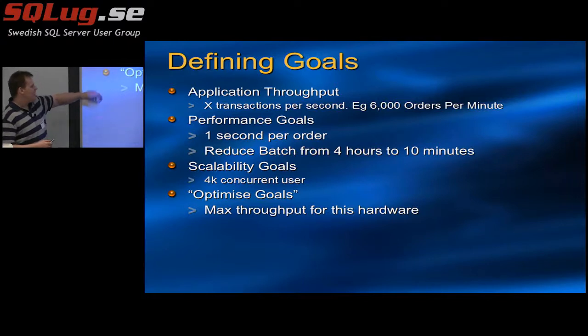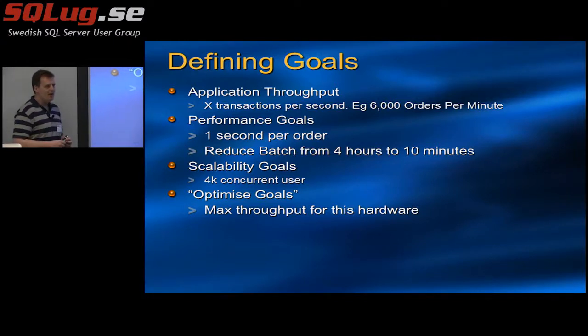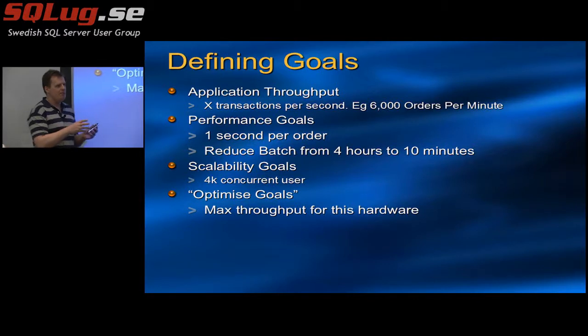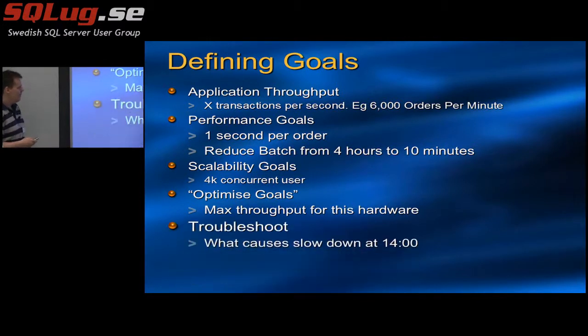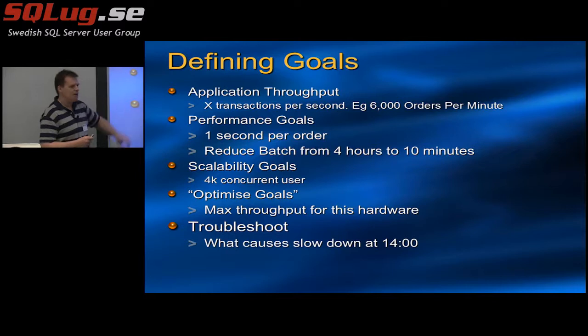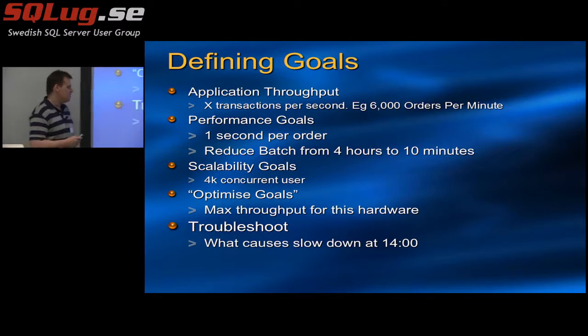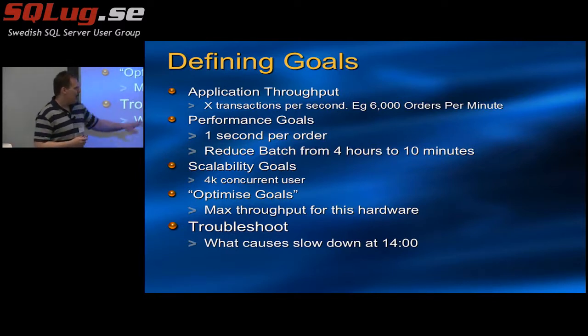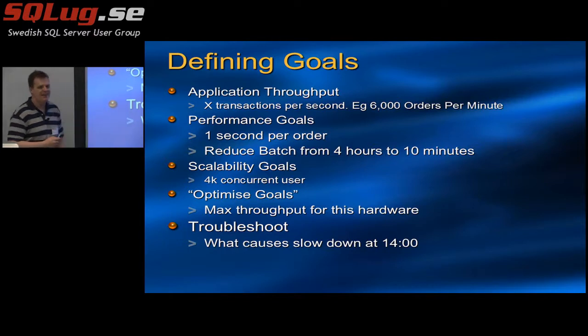Often we're given an optimization goal. So given this hardware, I want you to make it run as fast as we can on this hardware or on this particular configuration, okay? And then sometimes it's not so much making it faster, it's figuring out why it's going slow. So often you'll get a situation where we're on a customer site and it goes slow at 4 o'clock or something like that. And that's more troubleshooting than an optimizing one.